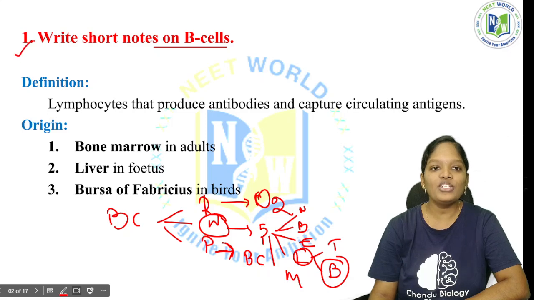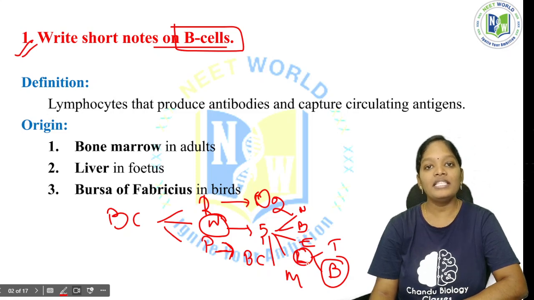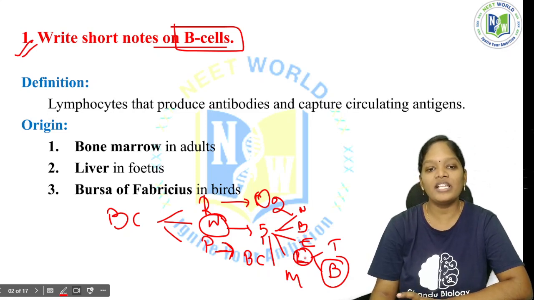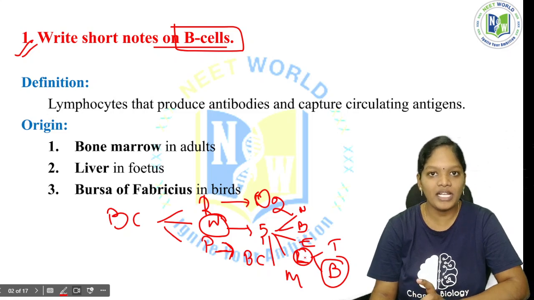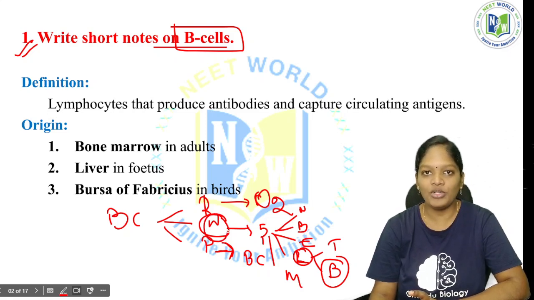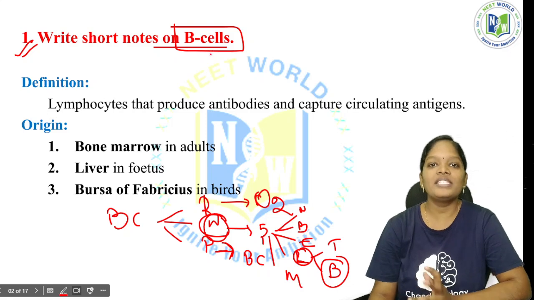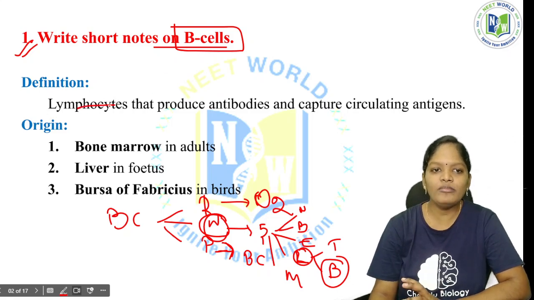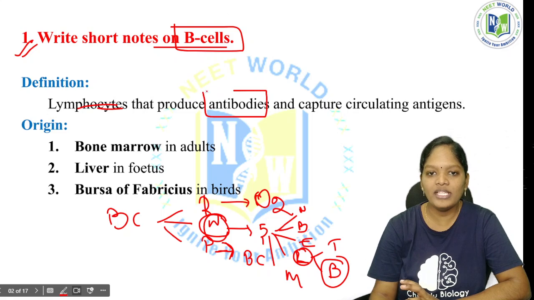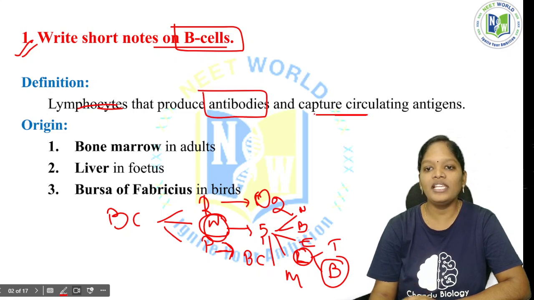Write a short note on B cells. You should know that these B cells come under the category of lymphocytes. Lymphocytes are one of the five types of cells coming under the WBC, and this WBC deals with the immunity. Now what are the B cells? Lymphocytes produce the antibodies and capture the circulating antigens. So you should know this lymphocytes.